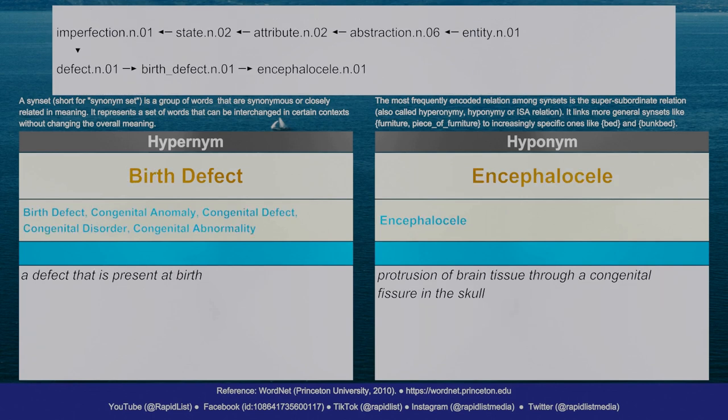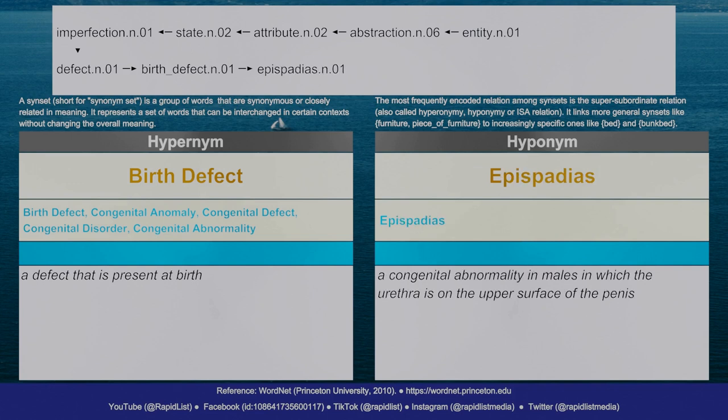Encephalocele. Protrusion of brain tissue through a congenital fissure in the skull. Epispadias. A congenital abnormality in males in which the urethra is on the upper surface of the penis.